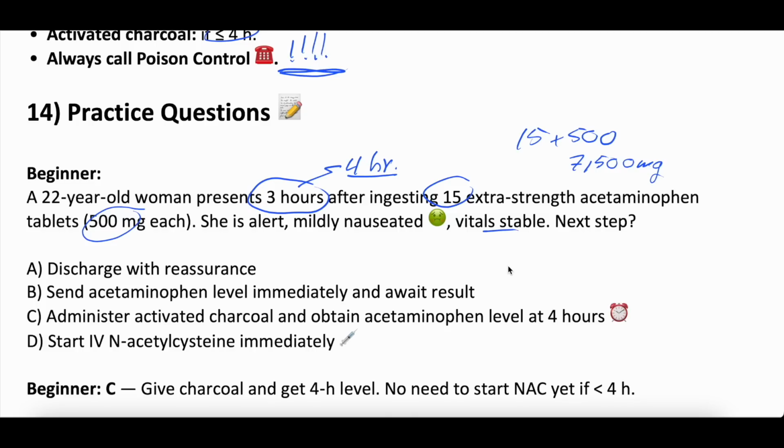And then vitals are stable. So do we need a discharge for reassurance? No, this was a significant ingestion. We don't want to discharge. Do we send a Tylenol level immediately and await the results?